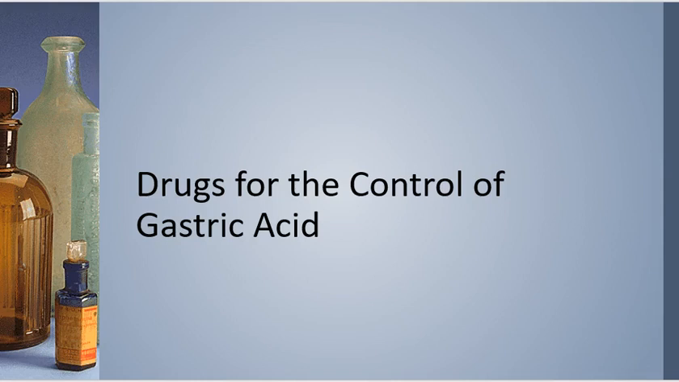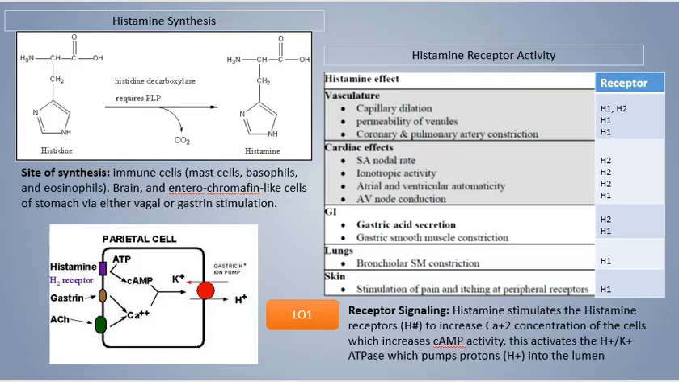So let's look at drugs for the control of gastric acid first and foremost. We're going to have to spend a little bit of time looking at histamine. Remember, histamine is converted from histidine, and this occurs in different immune cells, so mast cells, basophils, eosinophils, and there are other tissues that can convert histidine into histamine. Histamine is also a neurotransmitter.